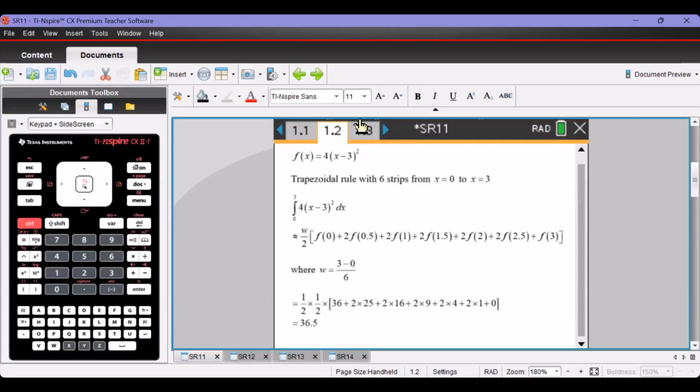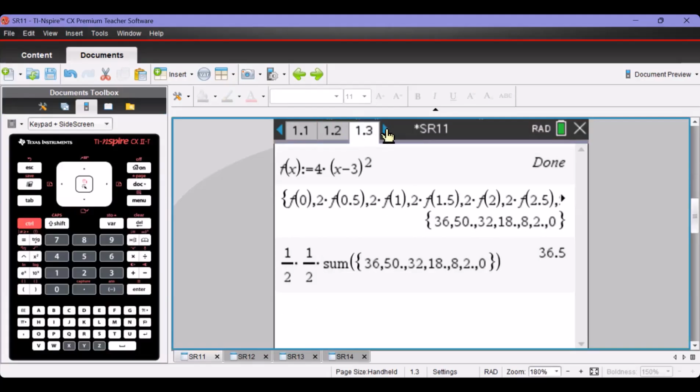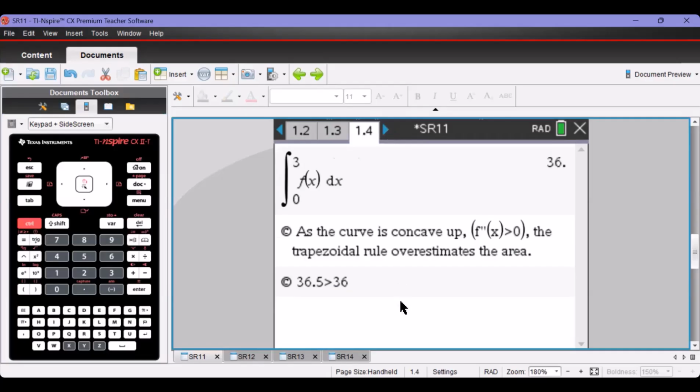So let's now have a brief think about the answer. You don't need to do this for the solution, but it's not a bad technique of checking at least the type of answer that you get. When you calculate the definite integral from x equals 0 to x equals 3 of f of x dx, the actual answer, or the actual area, is 36. And our estimate was 36.5. And so our estimate overestimates the proper or correct area.